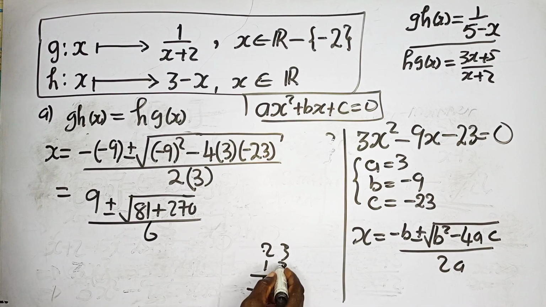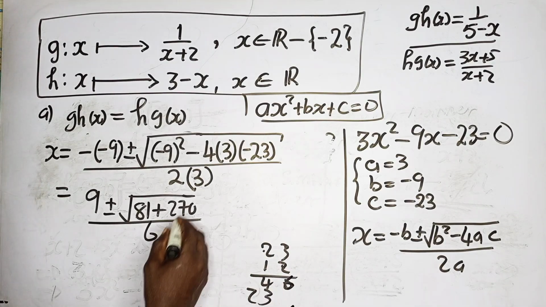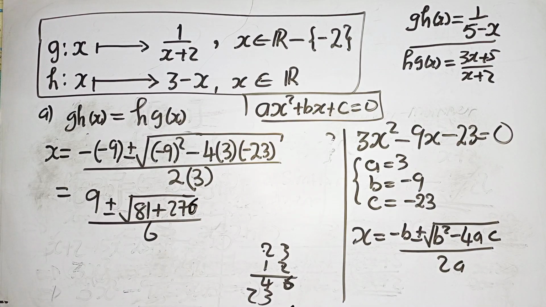Am I right? Let's check again. 2 times 3 is 6, not 0. 2 times that is 4, 3, 2. So we have 6 here, 7, 276. So we're supposed to have 276 there.